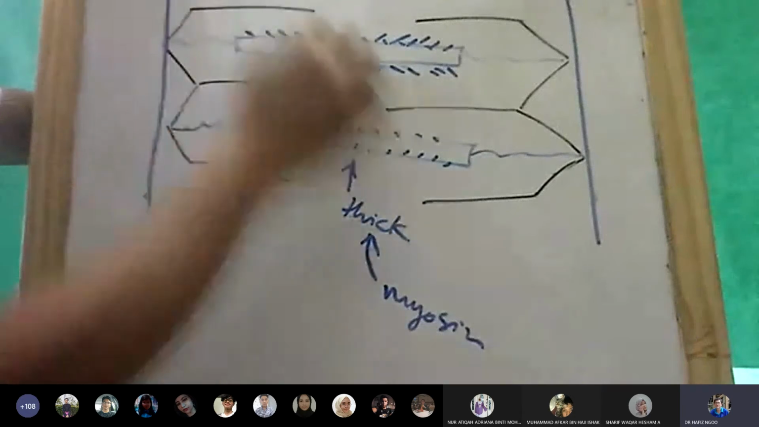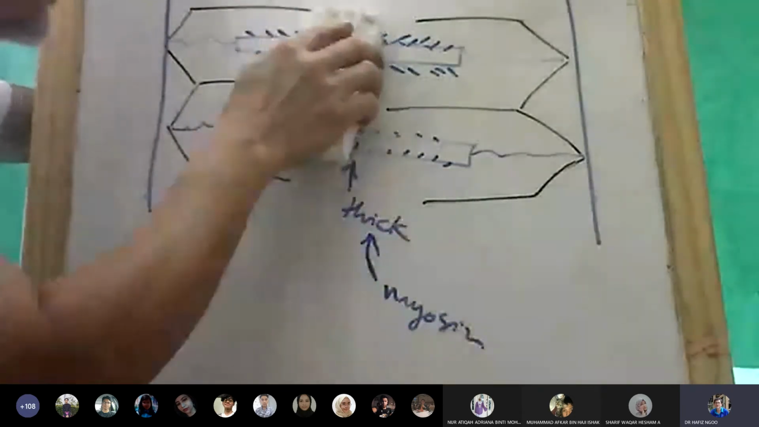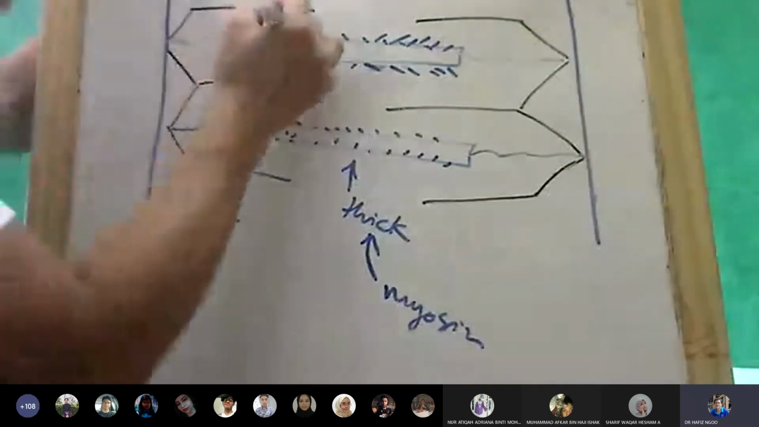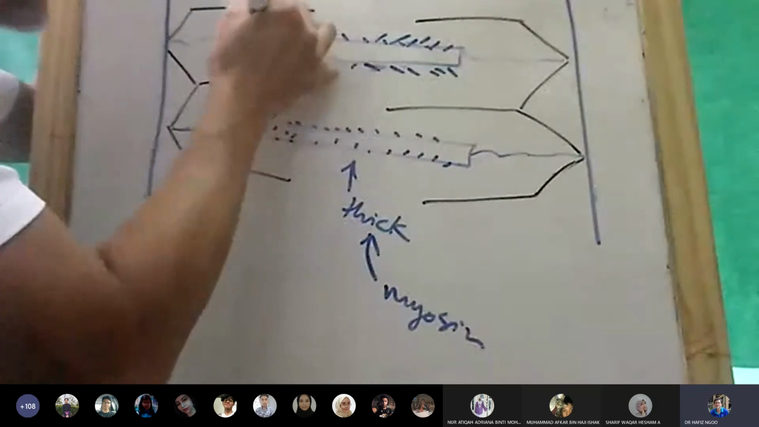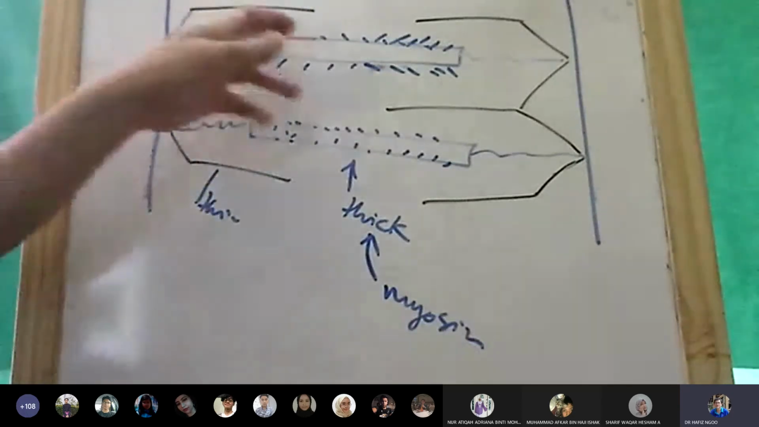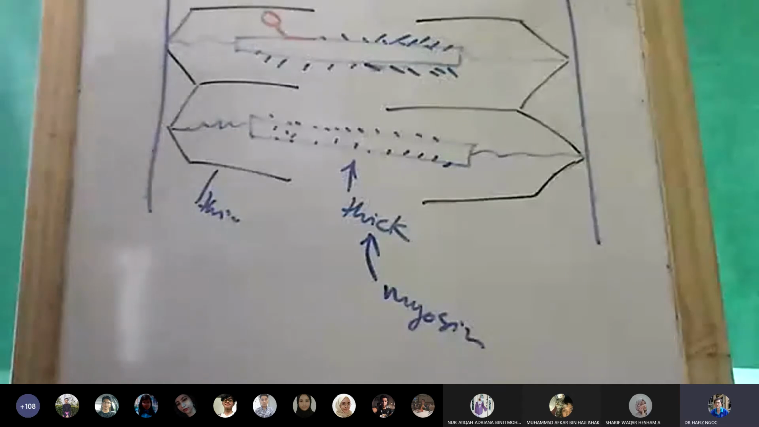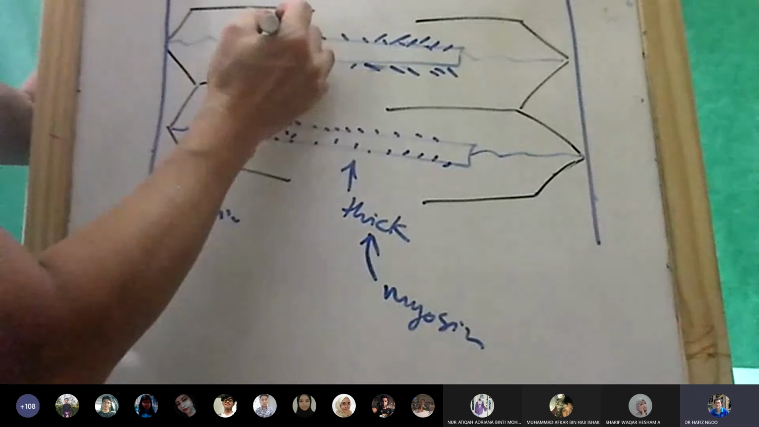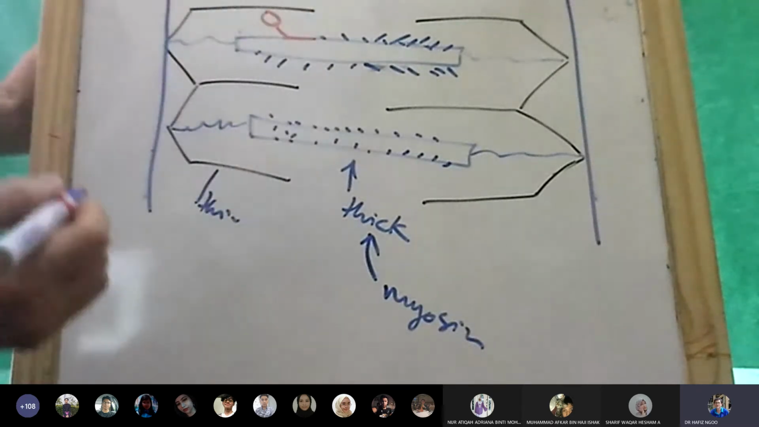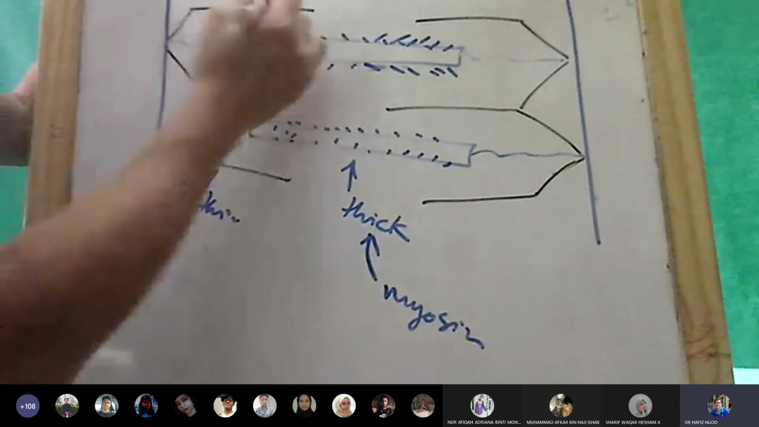This is a bit far away, so if I can draw one strand, you expect the head to come out this way, trying to attach to the actin. The myosin head has to be at almost 45 degrees, so that it is able to attach to the actin on the thin filament.